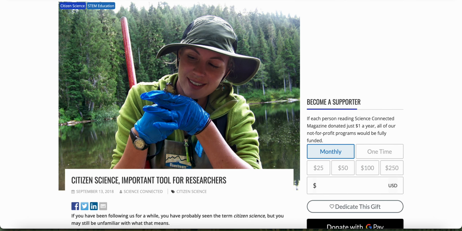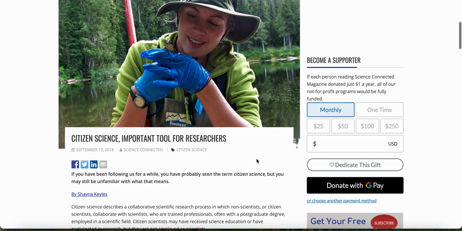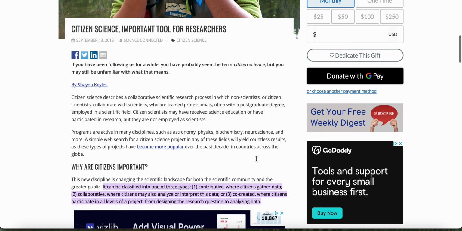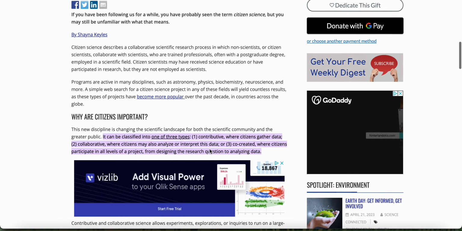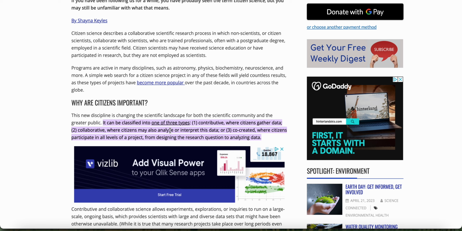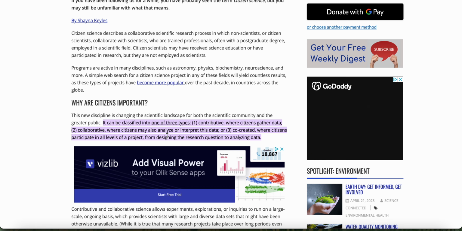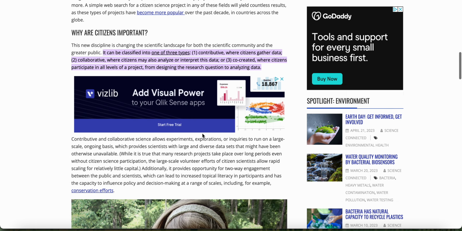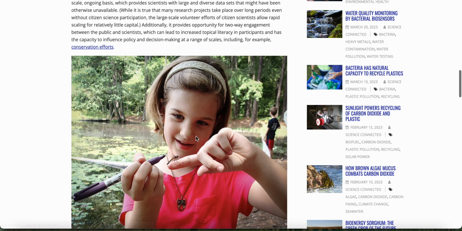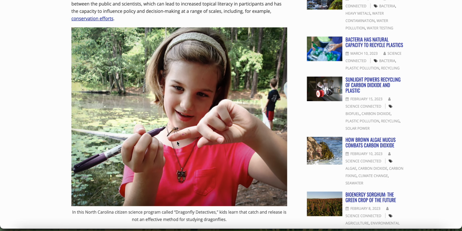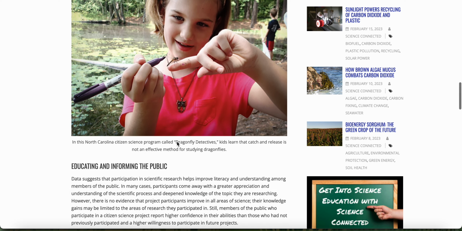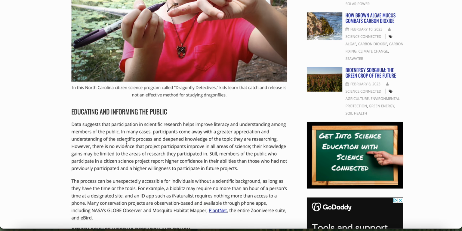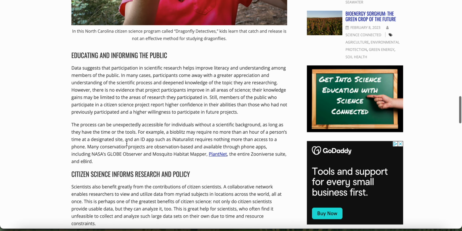It's really good for people who don't know a lot about citizen science. It just explains that it's an important tool. Up here, it gives an overview. Why are citizens important? Because people might think, well, I'm not doing this, but you should. It's very interesting. It explains more about citizen science and why citizens are important. There's a picture of a girl tracking a dragonfly and releasing it. If you scroll down a little bit, this is just telling the public what the deal is, what's going on. Scroll down a little more.